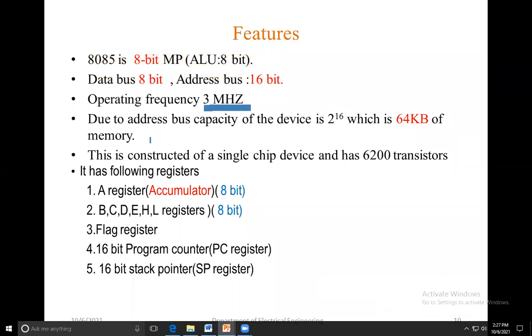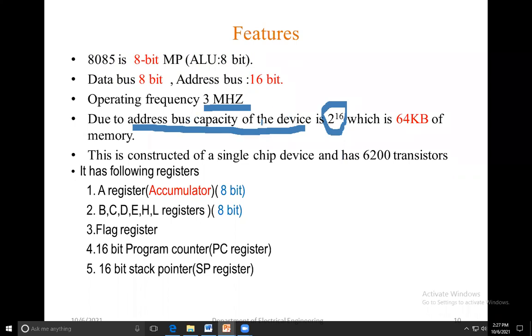Then another is address capacity, the address capacity of the device. See how to calculate. It is a very important part. How to calculate the address capacity of the 8085? This question is asked at the time of the oral or at the time of your online examination also. This is very important.